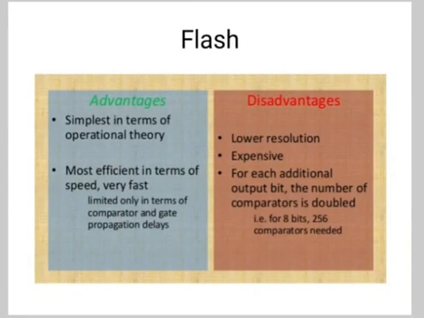So there are some advantages as well as disadvantages of this method. The advantage is that it is the simplest in terms of operational theory, and it is most efficient in terms of speed, very fast. It is limited only by comparator and gate propagation delay. And the disadvantages are lower resolution and expense. For each additional output bit, the number of comparators is doubled. That is, for 8 bits, 256 comparators are needed.